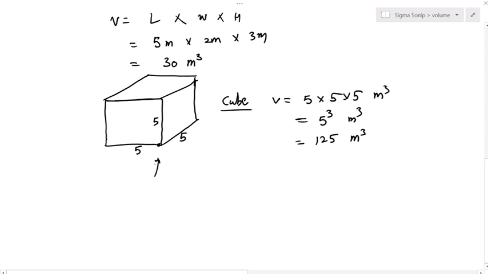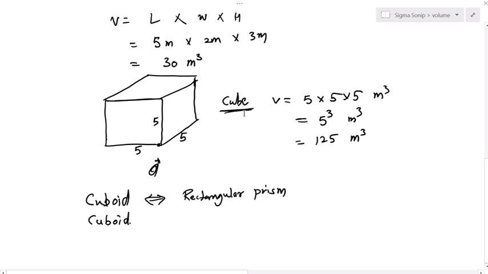Sometimes the word cuboid is also used for a rectangular prism. Basically cuboid is the same as rectangular prism. Yeah, cuboid. And a cube is a cuboid in which all 3 dimensions are the same.